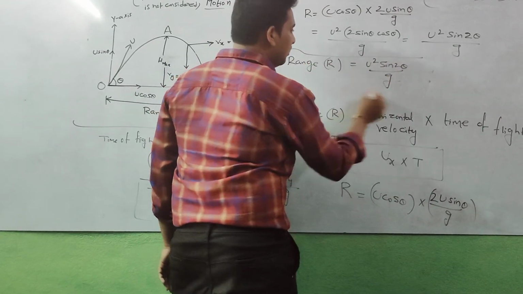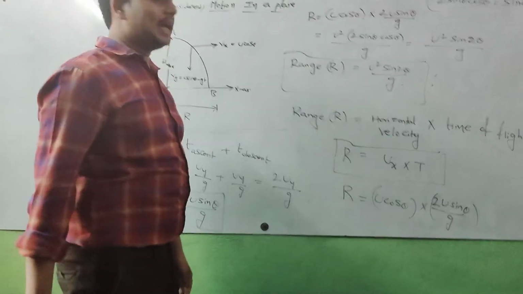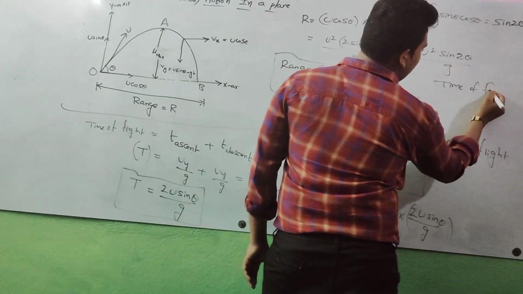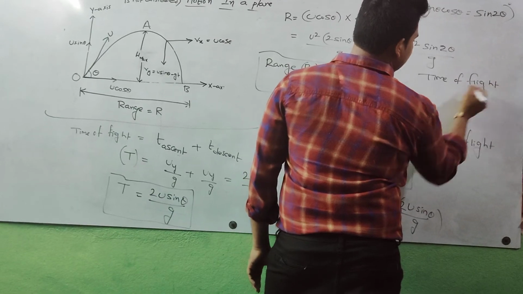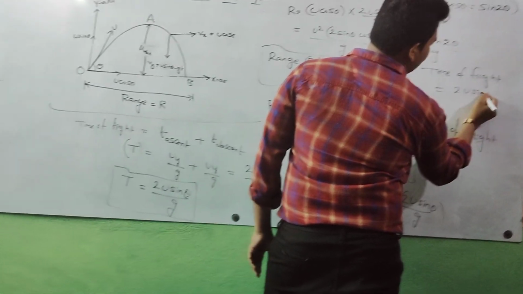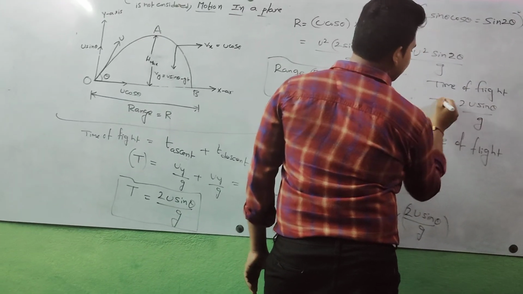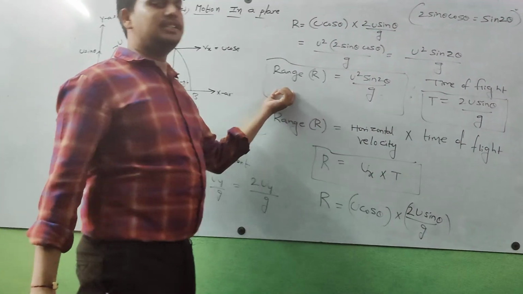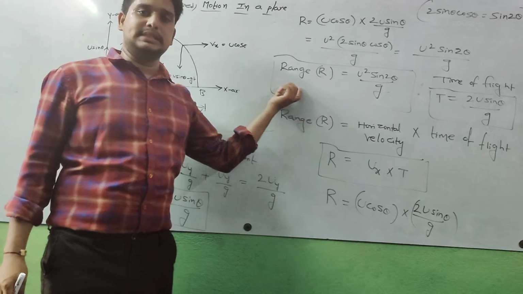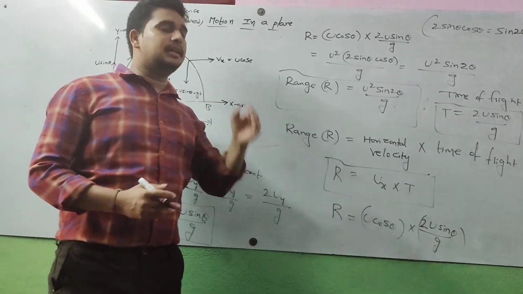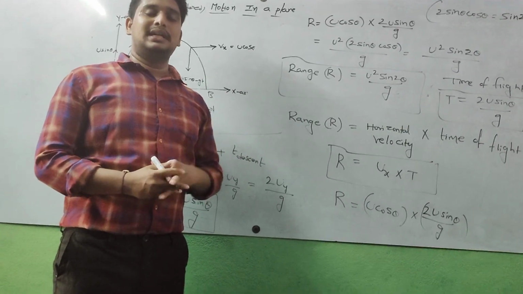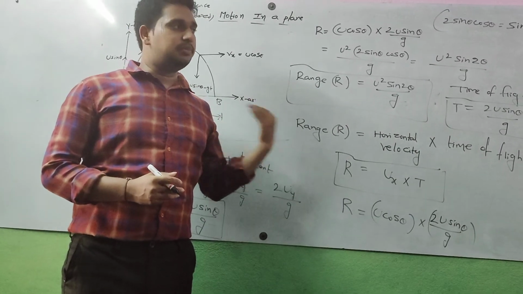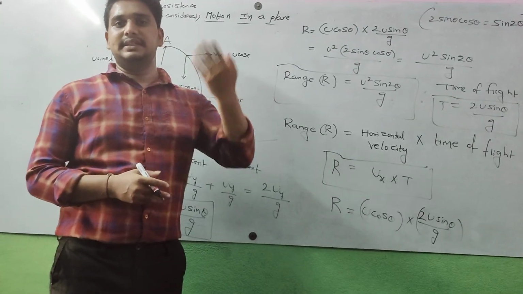So this is the formula for range. The formula for time of flight is 2u sin theta by g, and the formula for range is u square sin 2 theta by g. This is about today's lecture. Some more concepts are there in oblique projection, which we will discuss in the next lecture.